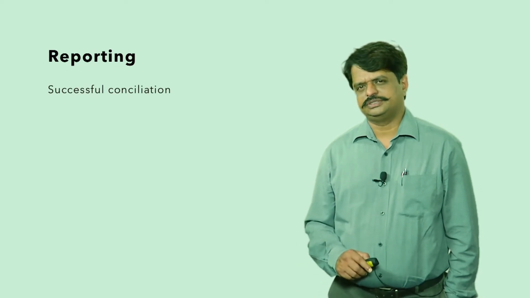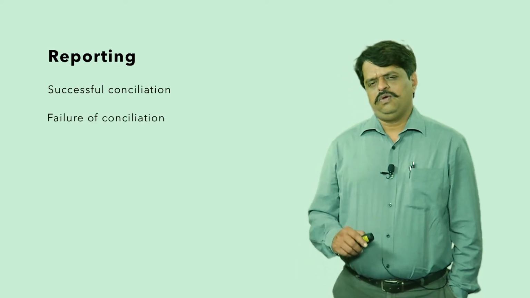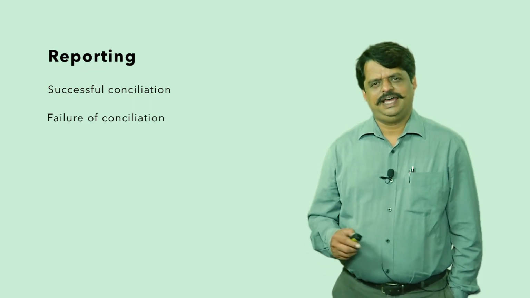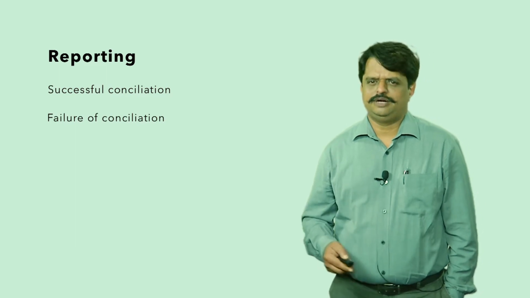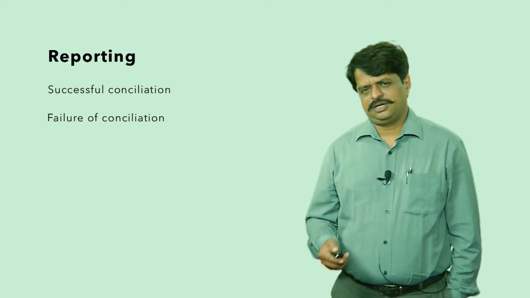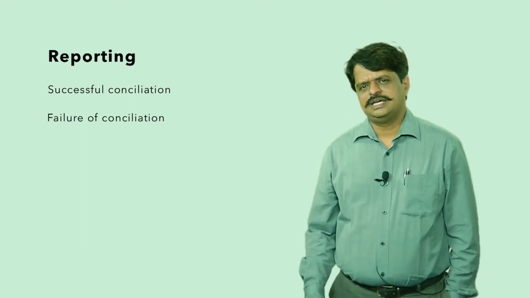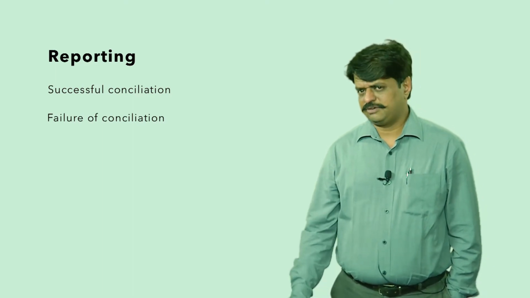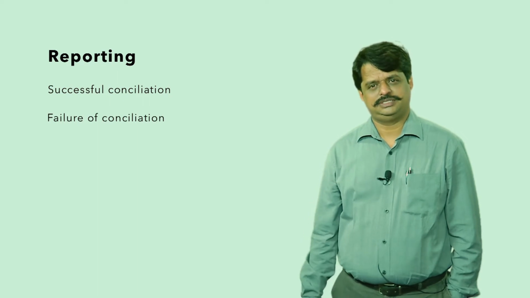Whenever a conciliation officer conducts conciliation proceedings, he would come up with two possible outcomes: one, a successful conciliation; the other, a failure. When the conciliation proceeding succeeds, he is duty bound to draft a memorandum of settlement, get it signed by all the parties, countersigned by the conciliator, and submit the memorandum to the appropriate government. That is the end of the dispute, the end of the proceedings.